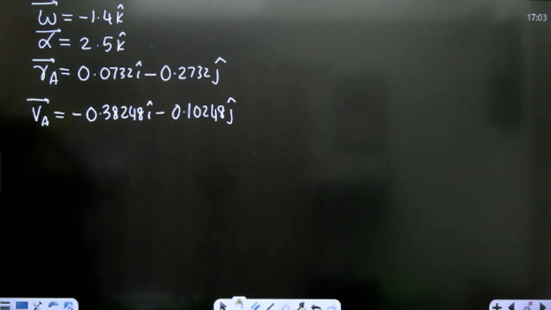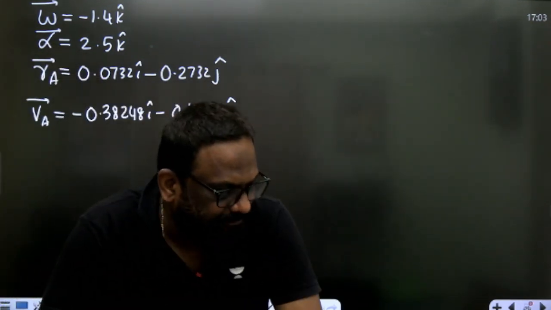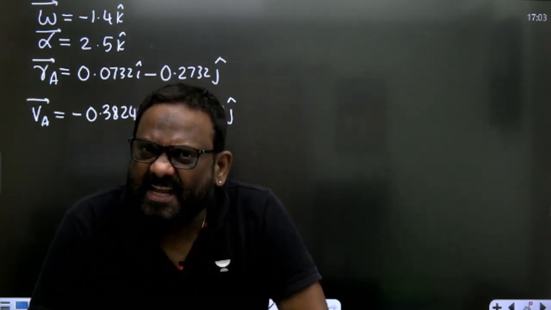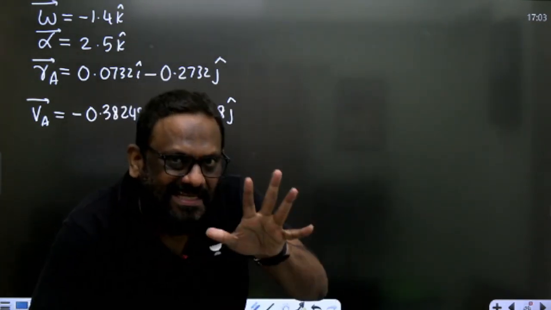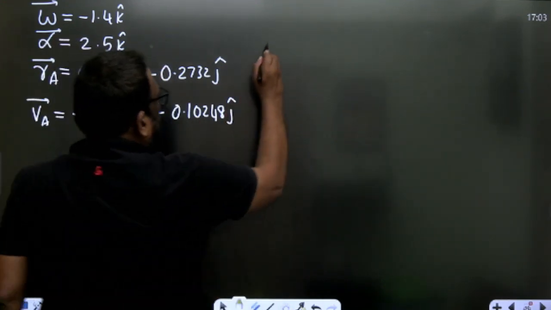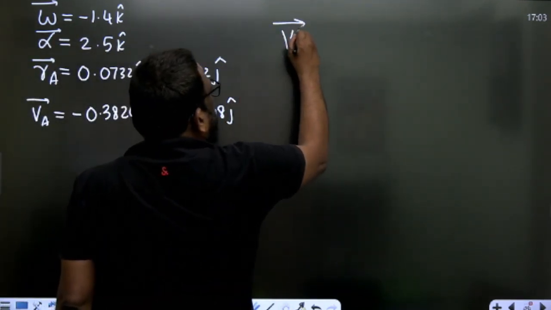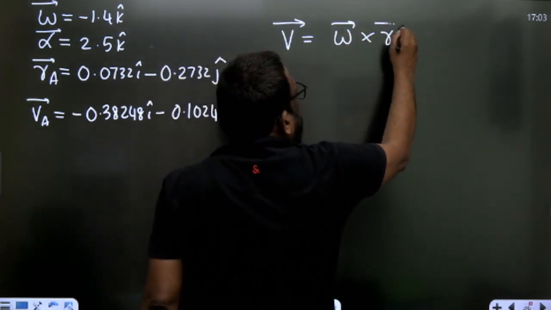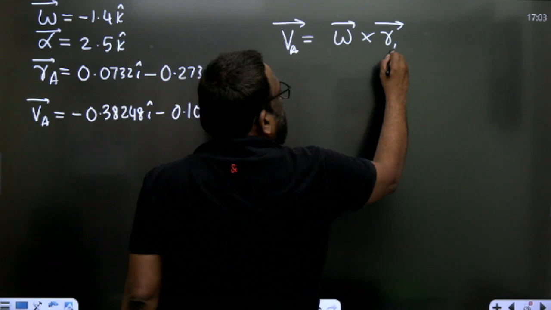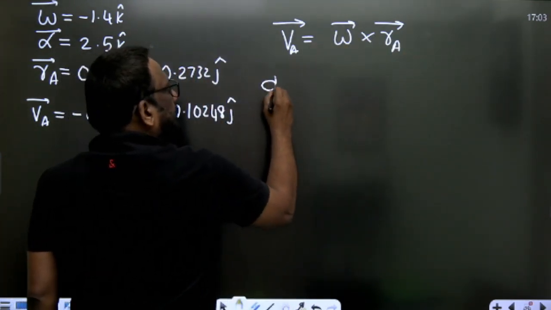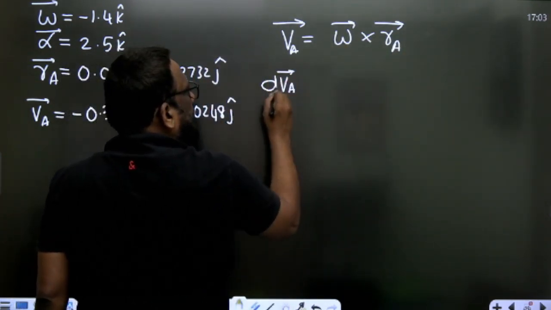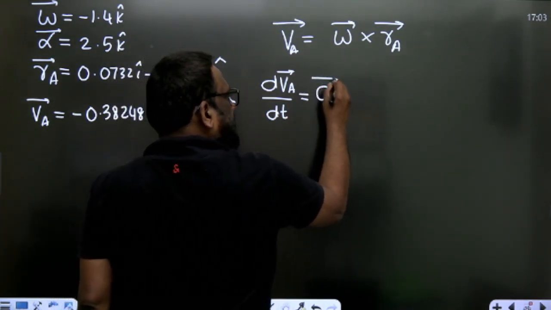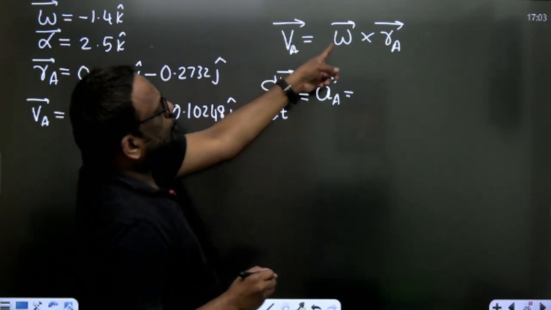How to calculate acceleration at point A? This acceleration has two components. I think I have told you. What are those? Tangential and normal. How? Have a look once. The velocity vector is given by omega cross r. Differentiate this. dVA by dt, which is nothing but the acceleration of A, is equal to, you are differentiating, so UV principle.